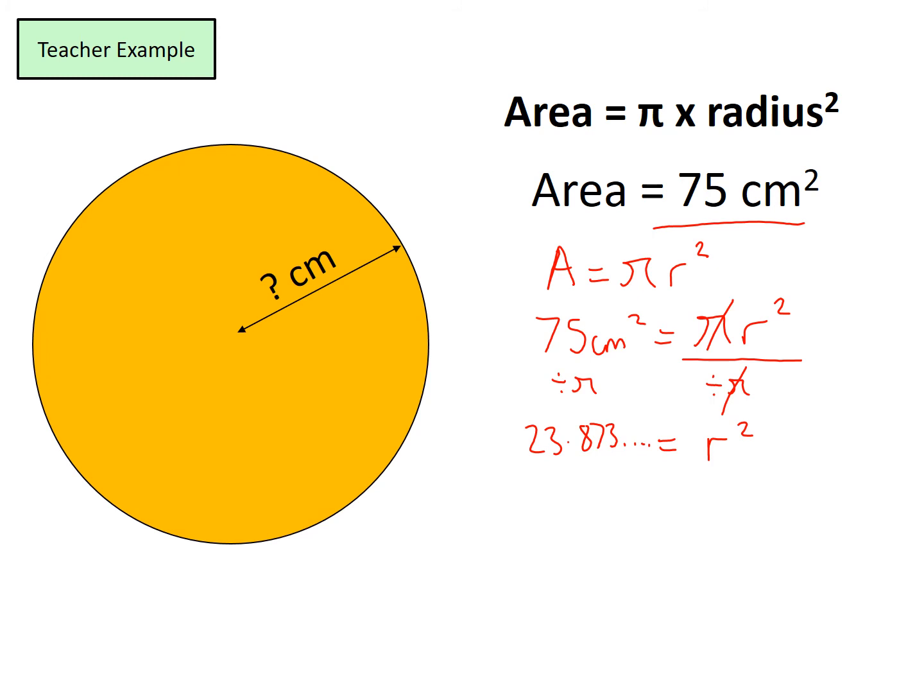So how do I get rid of the radius squared? By square rooting both sides. So the square root of 23.873 and so on, and when we square root radius squared, that will just leave me with one radius. So that will therefore give me your answer, and your answer should be 4.9 centimeters.